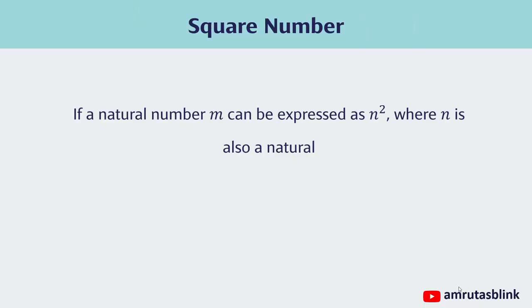First of all, let's try to understand what we mean by the square of a number. That is, when you multiply a number by itself, you get the square of that number. So, if we look at the definition, if a natural number m can be expressed as n square, then n is also a natural number and m is a square number, where m is equal to n square.